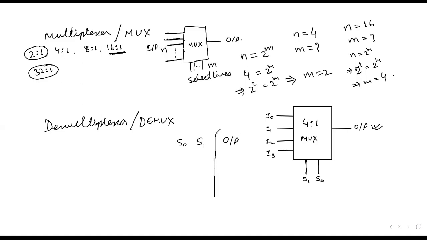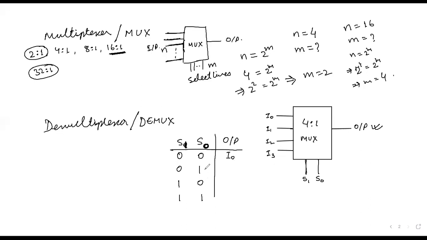So how can we get that? We have 2 variables, S1 and S0. How many combinations will be there? 4 combinations: 0 0, 0 1, 1 0, and 1 1. Now this is up to the designer, for which combination which output should be there. So I am assuming that when S0 and S1 have the combination 0 0, at output we will get I0 only. Okay?